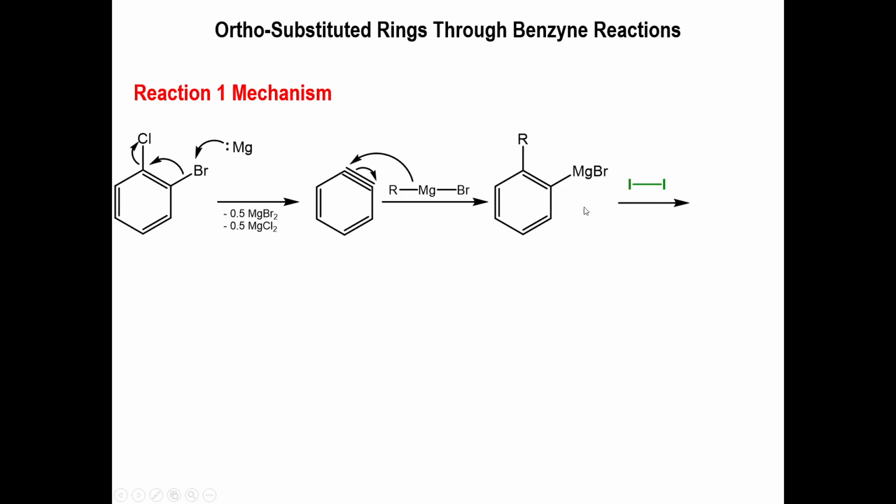You could quench it with water or acidic water, or you could actually quench it with an electrophile such as diiodine to introduce now an iodo-substituent in that ortho position. So this actually gives you a lot of flexibility as to what you can place on the benzene ring altogether.